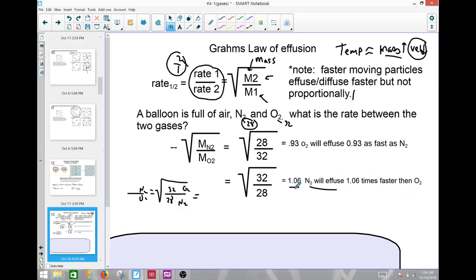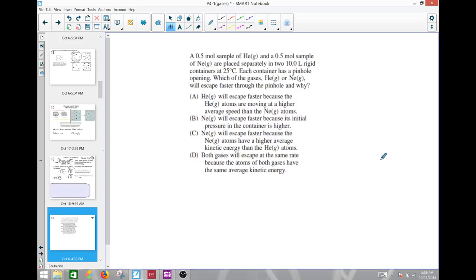If you turn it around, what's the rate of oxygen effusing compared to nitrogen? It just gets reciprocal, and it's 0.93. So it's less, it's slower. Pretty simple plug and chug formula. Given some examples here, we will likely see more of that in the future.